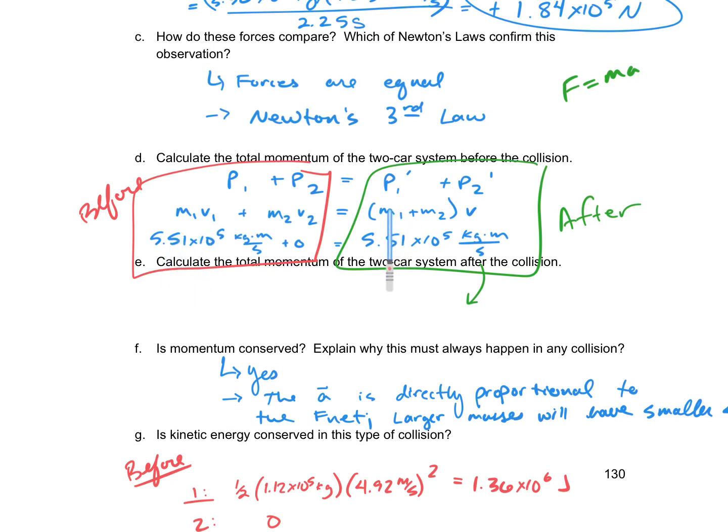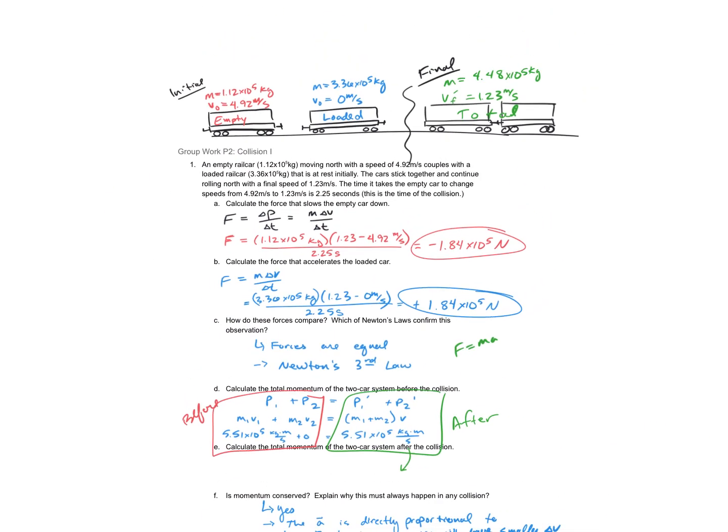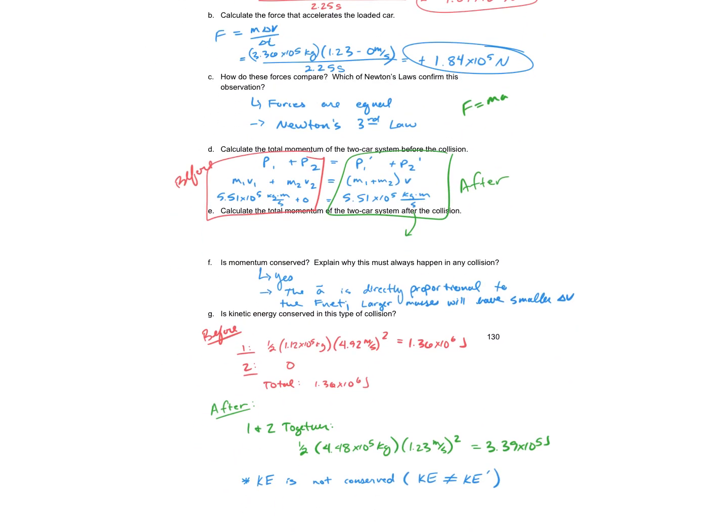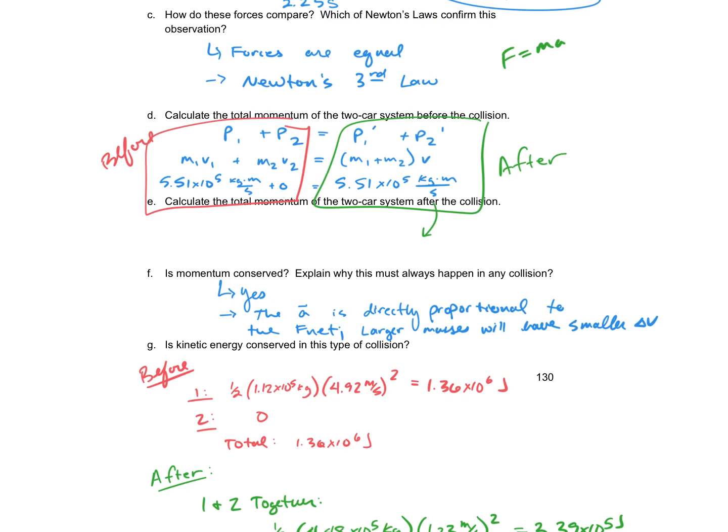After the collision, the two carts are stuck together, so these two railroad cars are stuck together now, so you can add their masses together. So this is a larger value. It's 4.48 times 10 to the 5th, listed up here in green. So in this example, 4.48 times 10 to the 5th times 1.23 produces a final momentum of 5.51 times 10 to the 5th kilograms times meters per second. So you can see that the momentum before the collision is equal to the momentum after. So in this case, the momentum is conserved.